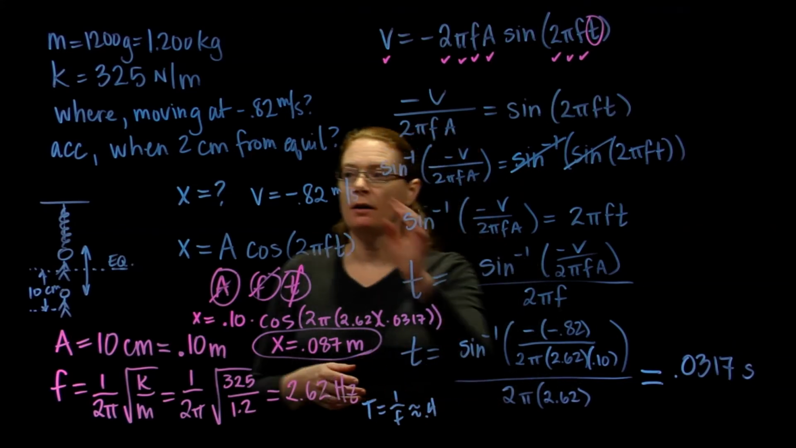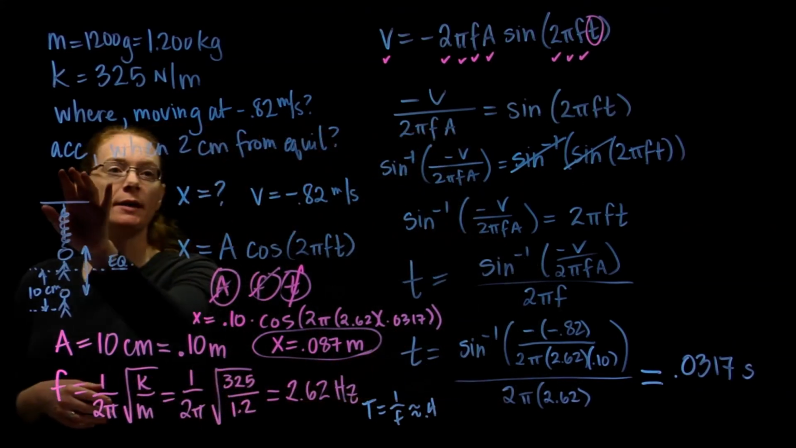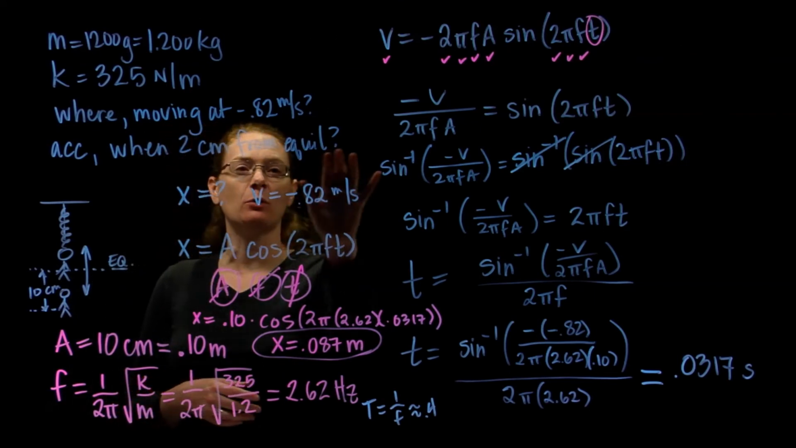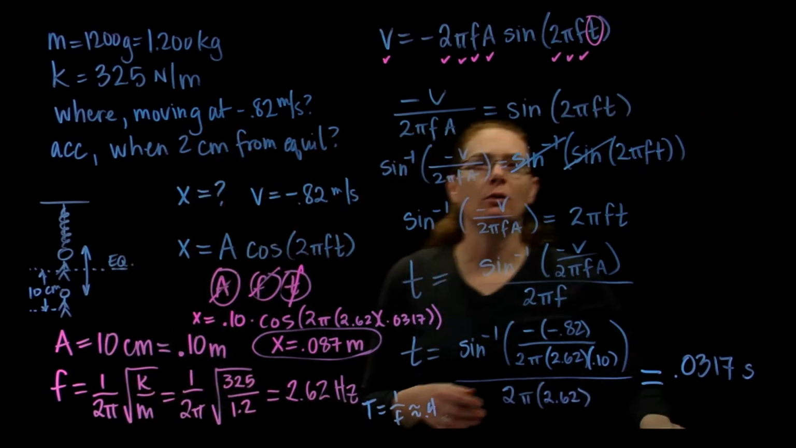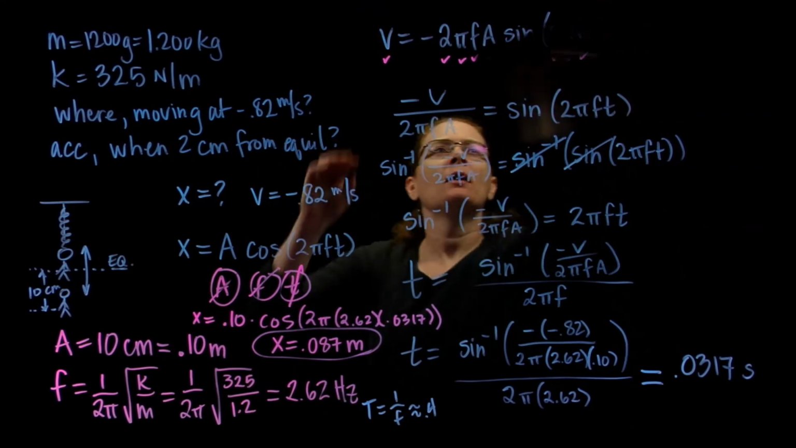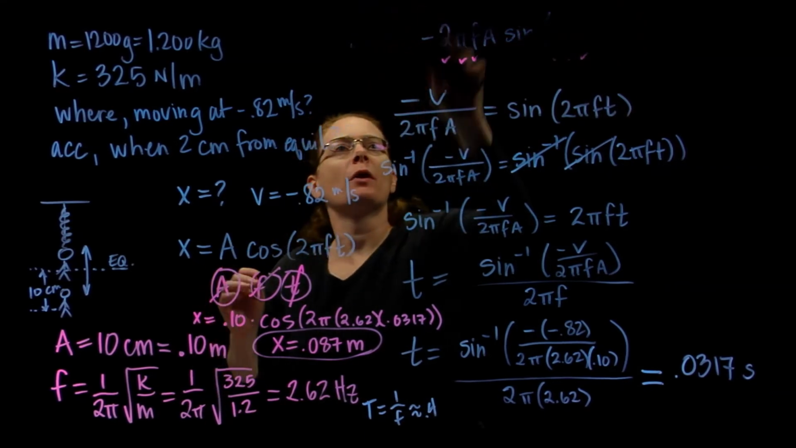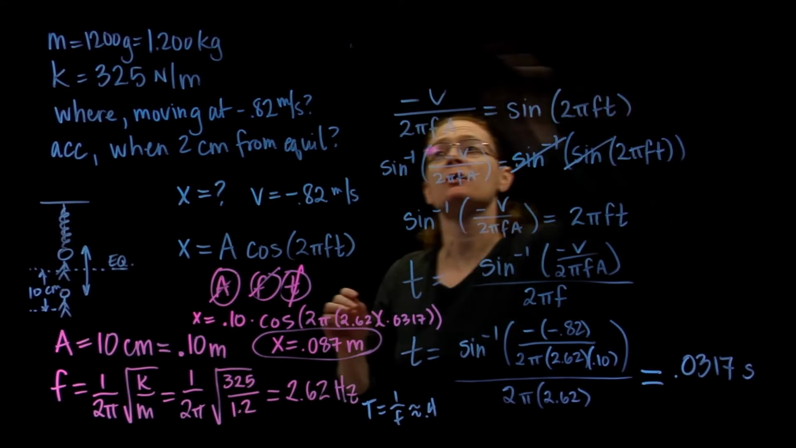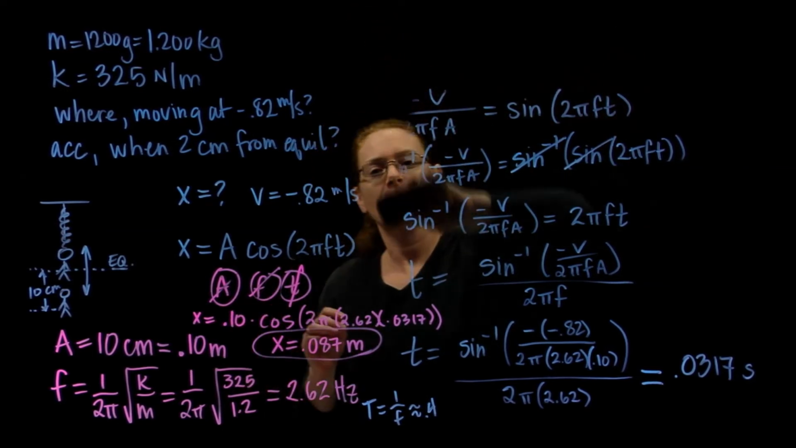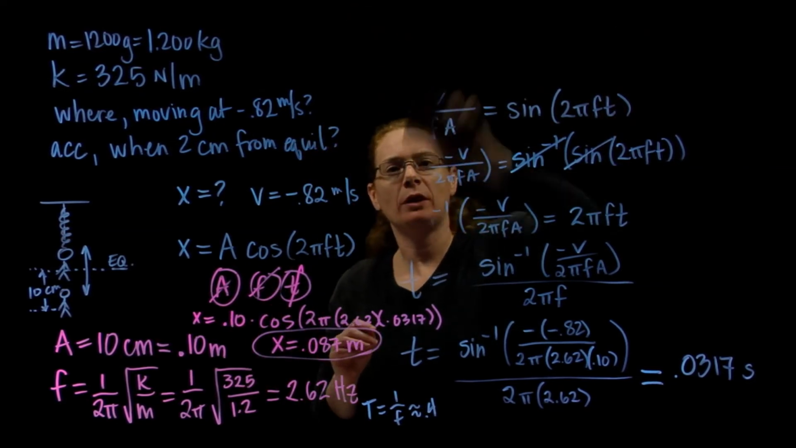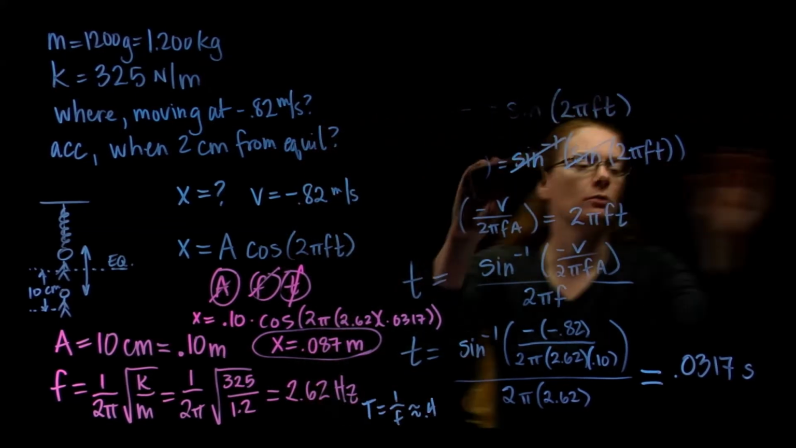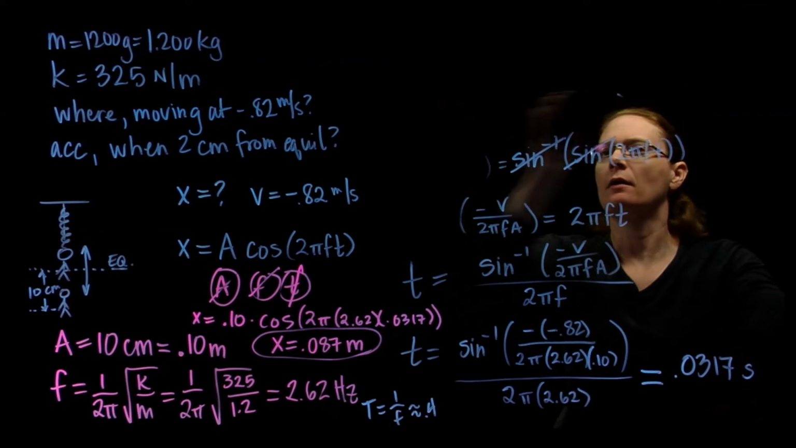Now we can move on to answering the second question. What is the acceleration when the doll is 2 centimeters from equilibrium? Okay, so how do we do that? Well, I have an equation for acceleration. It looks a lot like what I was just erasing. And we can look at that acceleration equation and say, okay, what do I need to know?